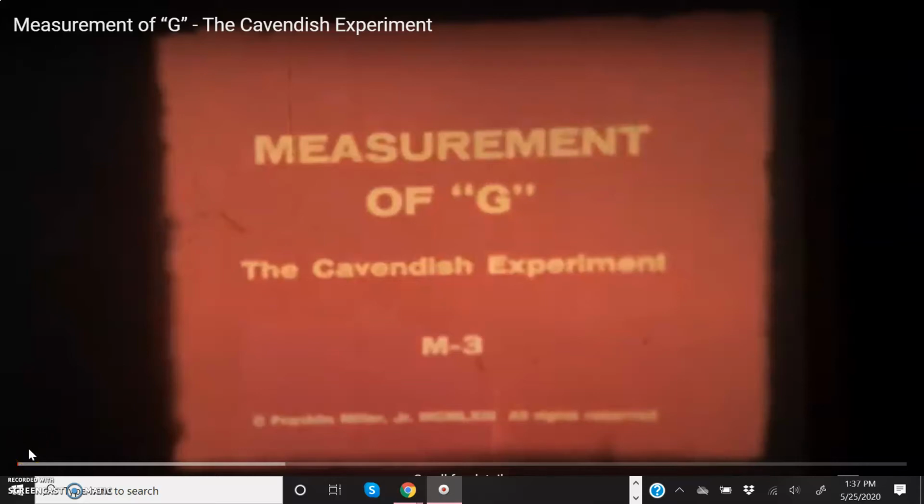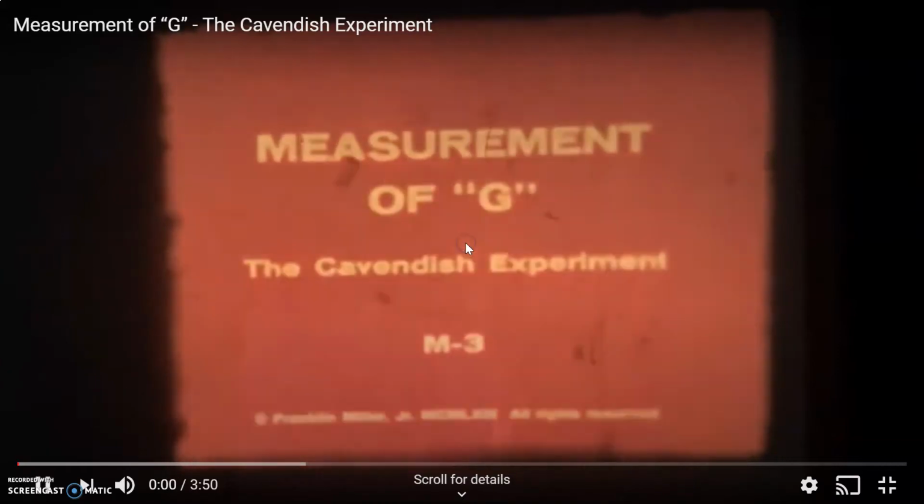Okay, this screencast accompanies the Ealing film loop, the measurement of G, the Cavendish experiment. I show this film loop during lecture. This is just a supplement to those lectures, posting this screencast here for you on YouTube. I also have a raw recording of just the film loop itself here in a playlist on YouTube. Okay, let me go ahead and set this into motion, like so.